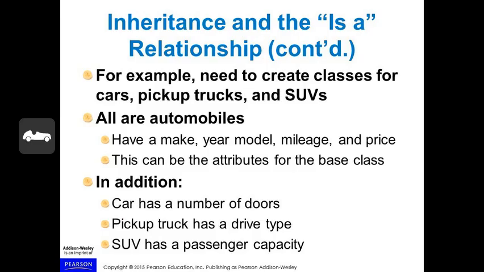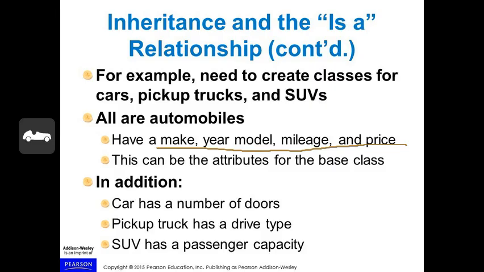So for example, the example we have seen before, the vehicle or the automobile class. If we want to create a car class, a pickup truck class, and an SUV class, we can think of all these 3 as inheriting the automobile class. That is because all these 3 types of cars are automobiles. A car is an automobile. A pickup truck is an automobile. An SUV is an automobile. As an automobile, all these objects have make, year, model, mileage, price, and some other common characteristics.